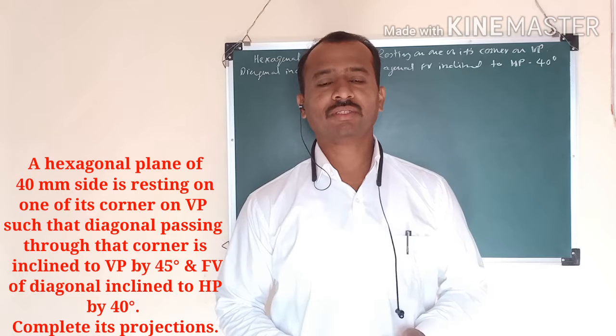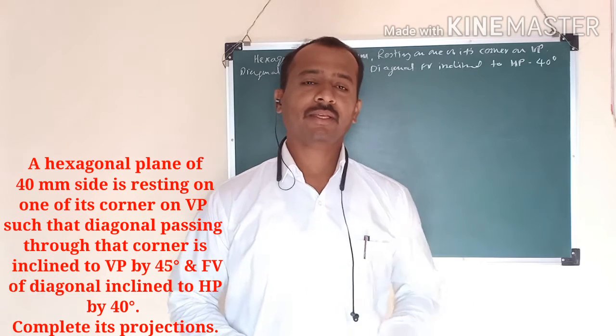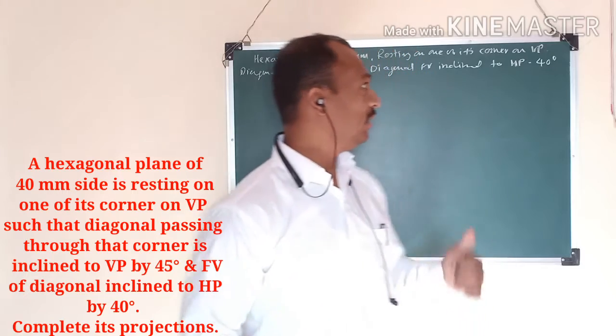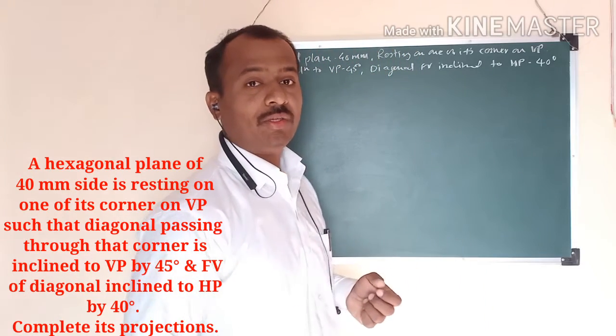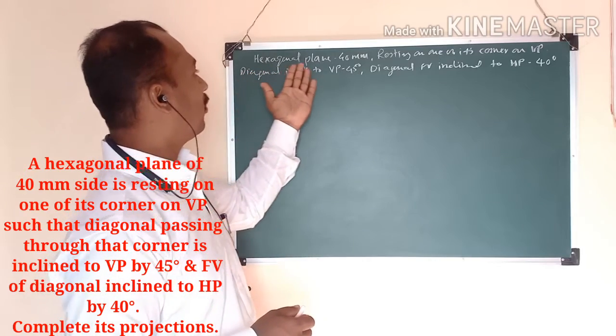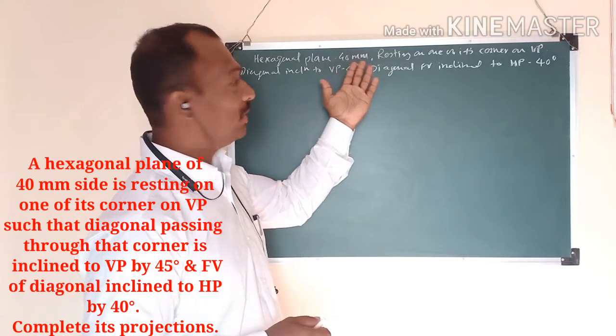In the first lecture we have seen the projection of a square. In the second lecture we have seen the projection of a pentagonal plane. Now we'll see one more problem related to projection of a plane. In this problem, see, a hexagonal plane of 40 mm size.